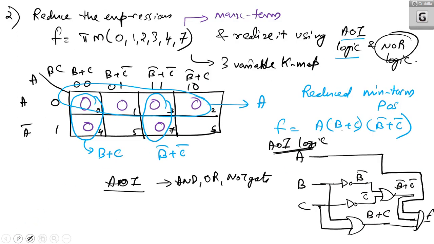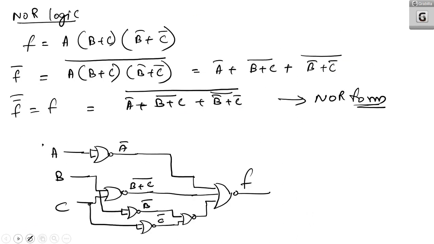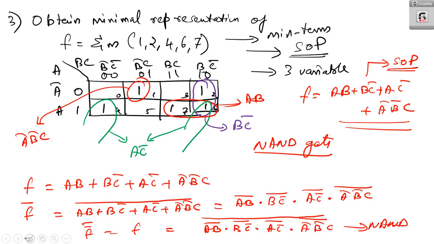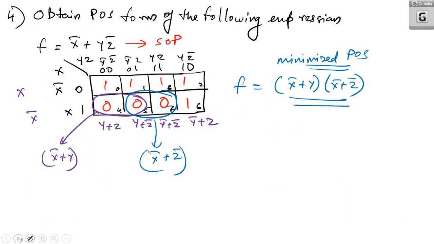In the second one, the max-term representation is given, and again we have formed the K-map, and from the K-map we have formed the AOI form of representation, as well as NOR logic. And in the third expression, the min term form is given. From the min term, we have got the minimized expression, and that minimized expression is realized using NAND gates. And the last one was a tricky one. You are given the SOP expression, and you are asked to find the POS form. In that case also you can use K-map. That is shown here.